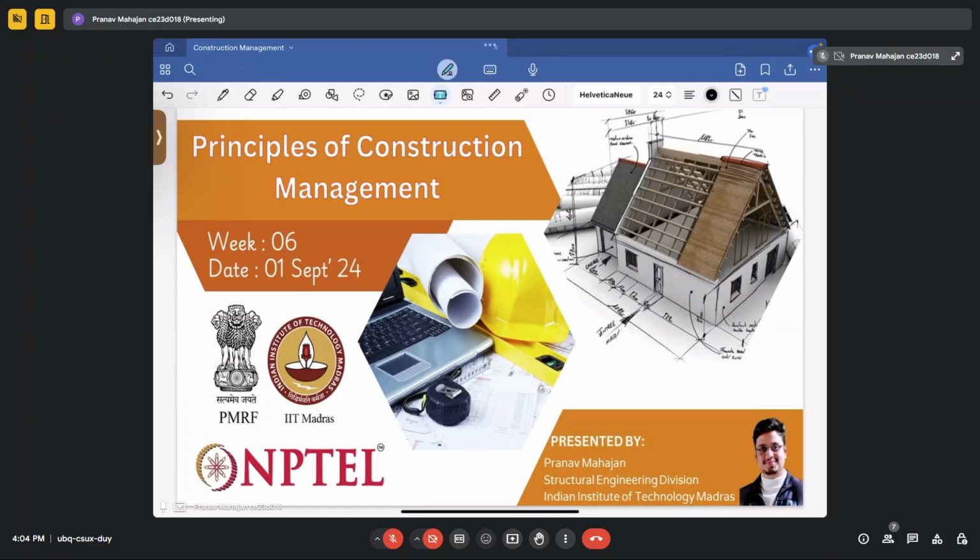So this is your sixth week for the Principle of Construction Management course. What you will do in these weeks is solve the problems related to what you have covered during that current week. So this is your problem solving session. I am your TA for this course. My name is Pranam Mahajan. I am a PMRF scholar in the Department of Civil Engineering from IIT Madras.